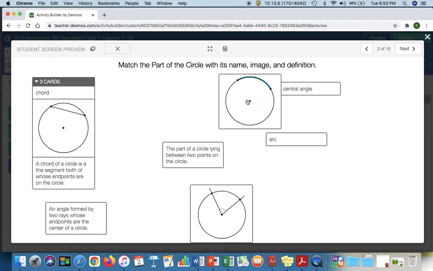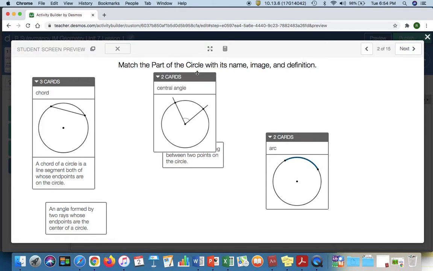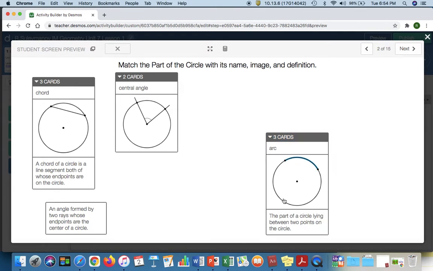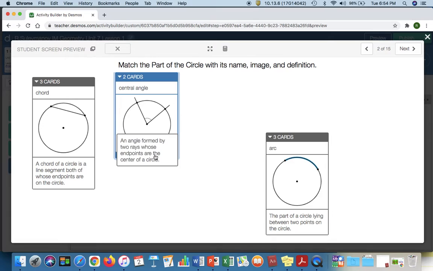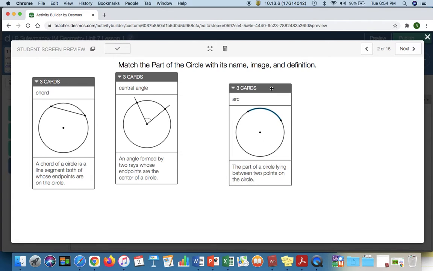And here I have an arc, and there I have a central angle. The part of a circle lying between 2 points on the circle would be an arc, and an angle formed by two rays whose endpoints are the center of a circle would be the central angle. So this is a great investigation activity and a launch for students. They can match the corresponding images, definitions, and names.